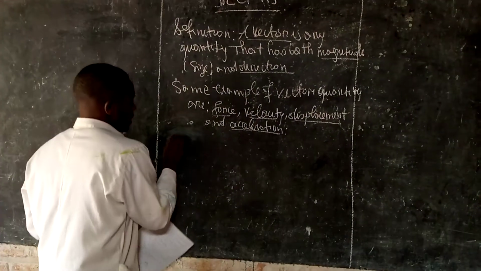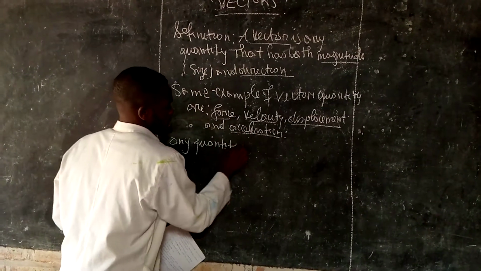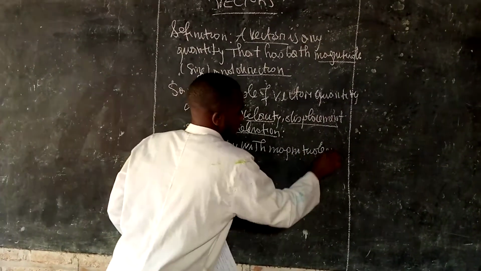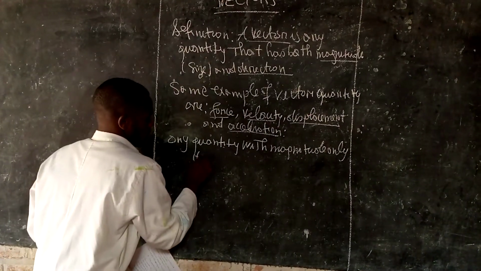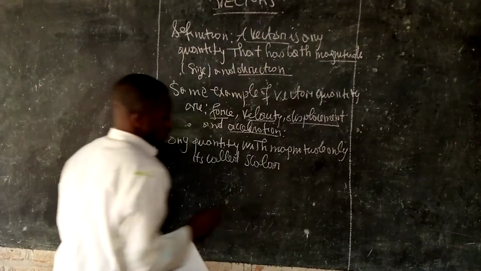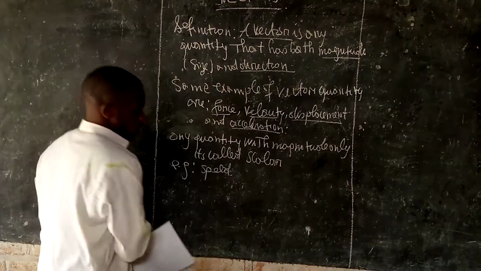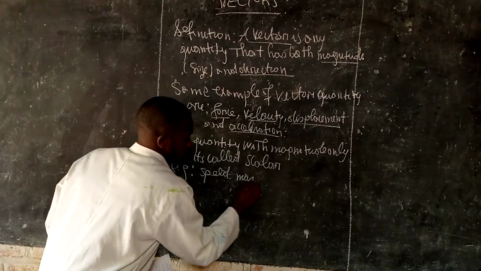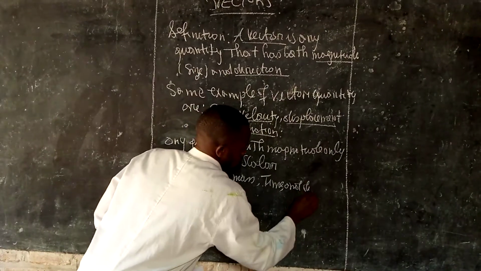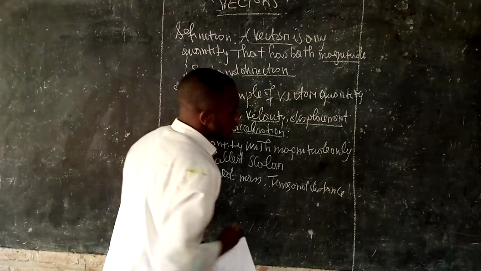So now, anything you have to know, any quantity with the magnitude only is called scalar. So some examples of scalar: you have speed, you have mass, you have time, and the distance. Those are the examples of any quantity with the magnitude only.